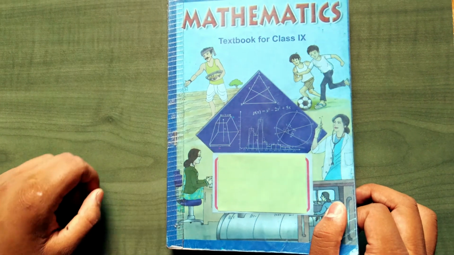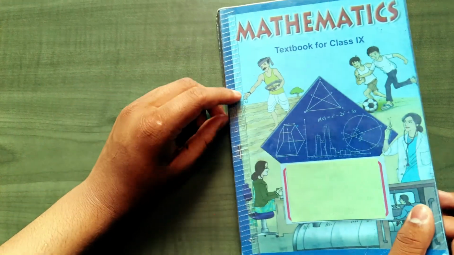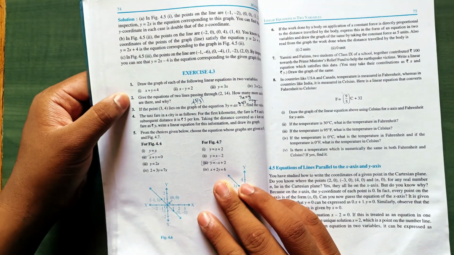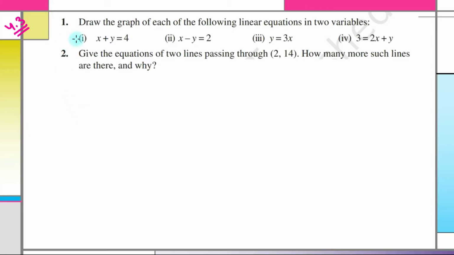Hello friends. So this is the mathematics textbook for class 9th NCERT, and today we are going to learn how to solve question number 1 and question number 2 of exercise 4.3 of chapter 4. So the first question is on the screen.